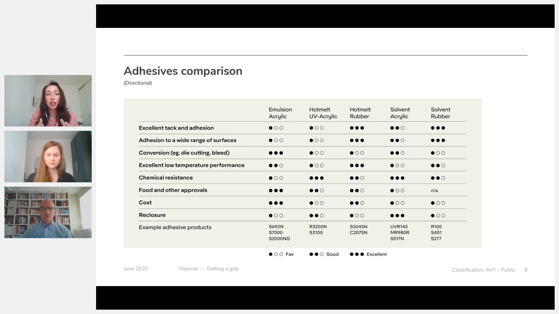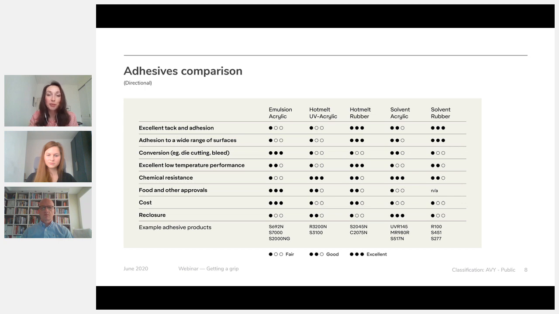And just to give you an example, if you are working with very difficult surfaces to be labeled, and we had this question just now, most probably you will be better off with a choice on the far right side, in solvent rubber or solvent acrylics, because these are excellent adhesives for high tack on difficult surfaces. Interestingly enough, we've included some examples of adhesives, so for those who work with us, potentially you recognize the adhesive names.